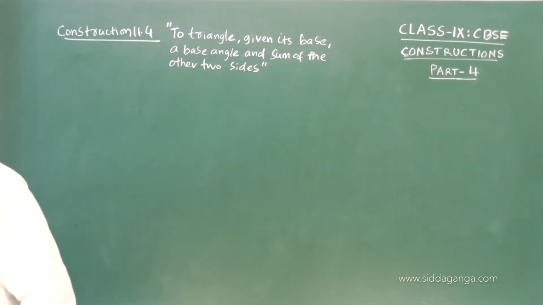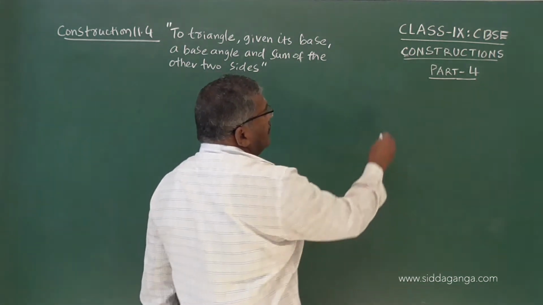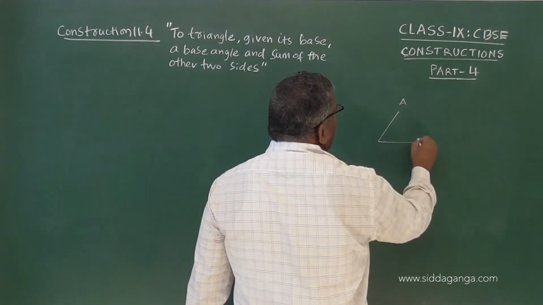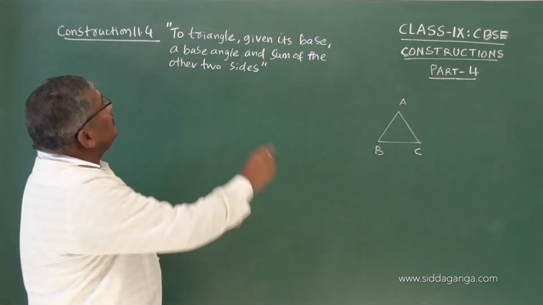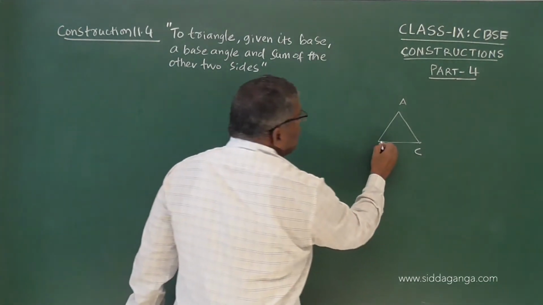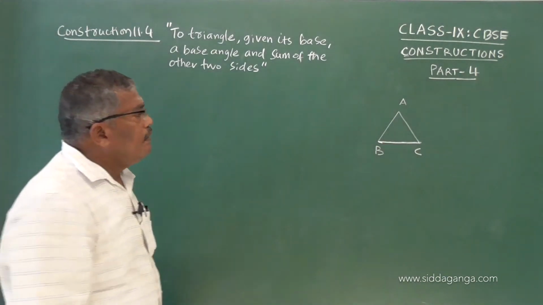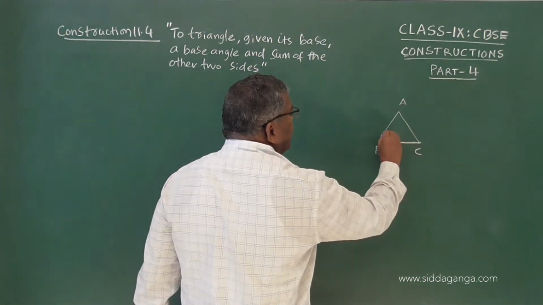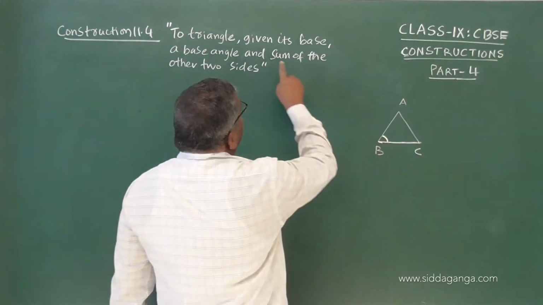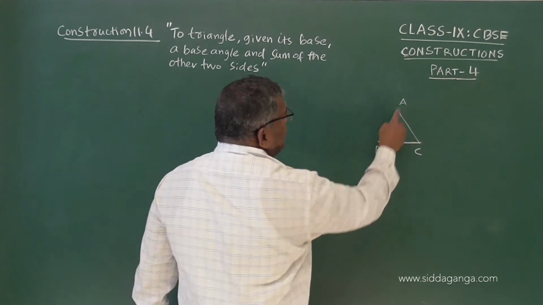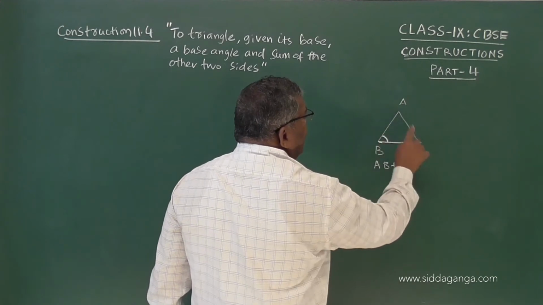So the question says, suppose ABC is a triangle. Base is given, means BC length is given. And a base angle, one of the angle, that is angle B, is given, and sum of the other two sides, that is AB plus AC, this total length is given.